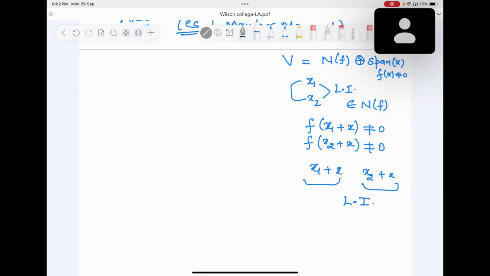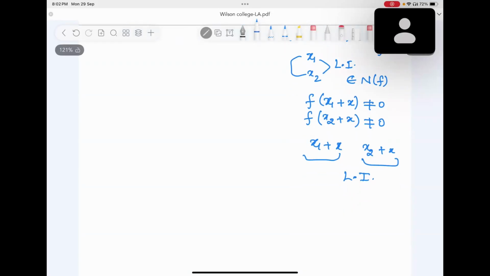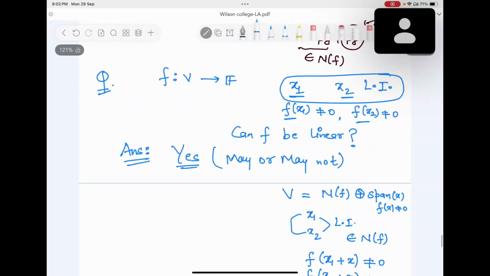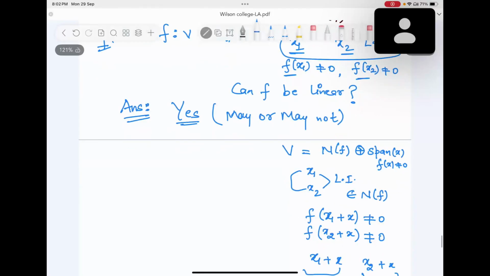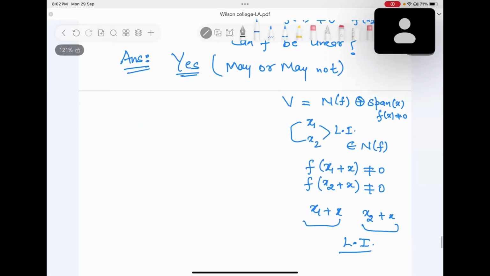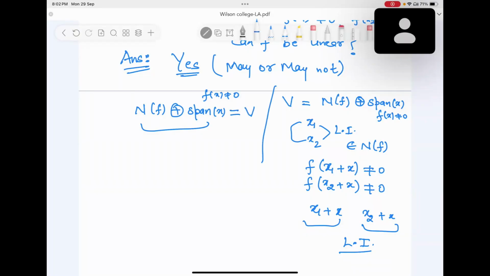Because your x1 and x2 are linearly independent, definitely these will be linearly independent. So it doesn't mean you cannot have two members where the function takes non-zero values. The only meaning is you just add one more element x, where f of x is non-zero, to the null space. If you add this part, then you will recover your V. This is the only meaning. It doesn't mean two linearly independent members cannot have non-zero values.